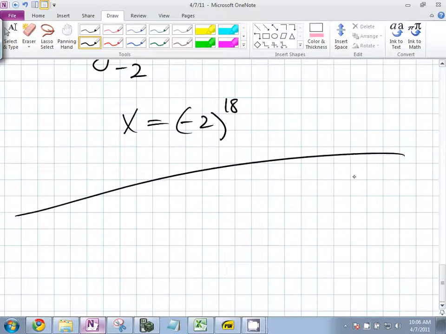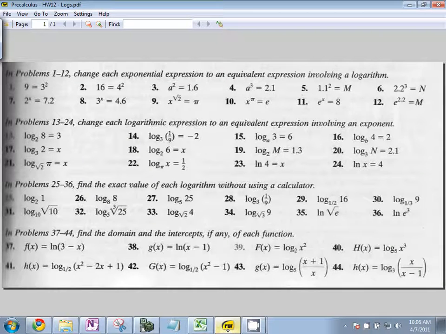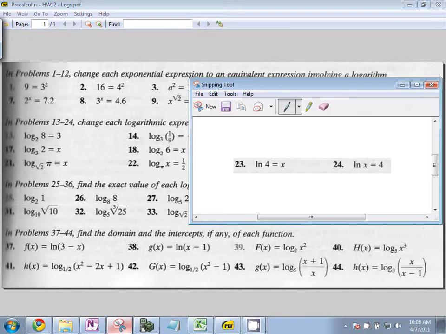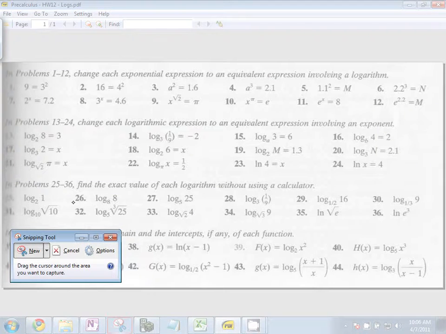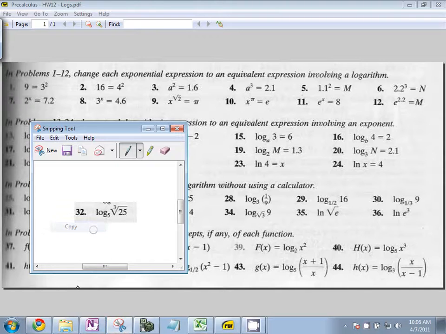Okay. Anything else on 13 through 24? Okay. 25 through 36. Without using a calculator, you have to use exponents. You have to simplify these. So which one do you want to do? We have a bid for 32? That's a good bid. I like that.